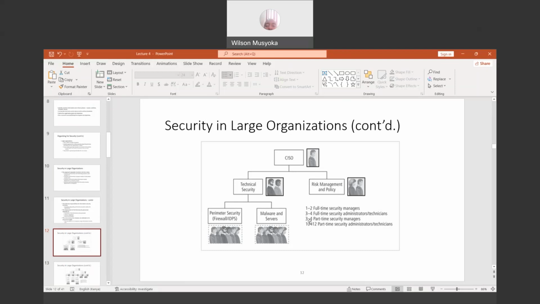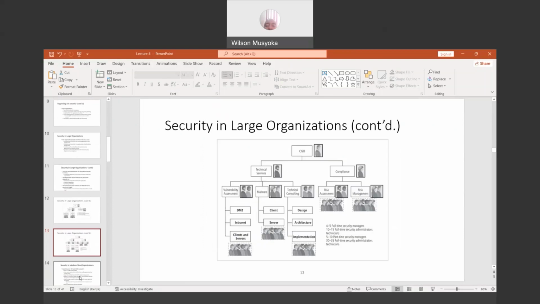So we are saying you could be having in those large organizations, you could be having like 2 full-time security managers, 3 to 4 full-time security administrators or technicians, or 3 to 4 part-time security managers, and 10 to 12 part-time security administrators and technicians. So this is just a suggestion on how you can go about that.